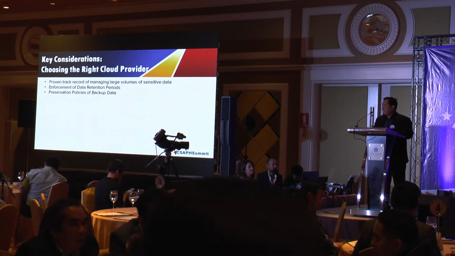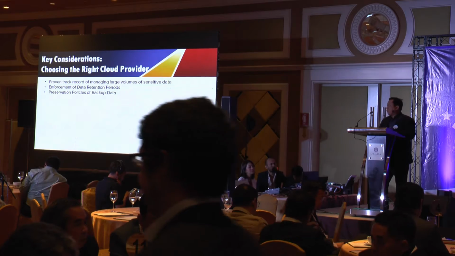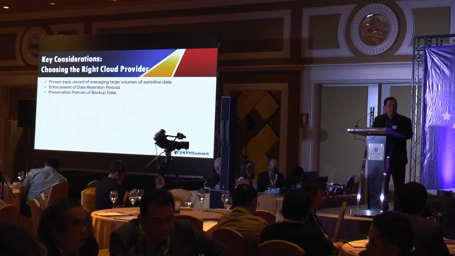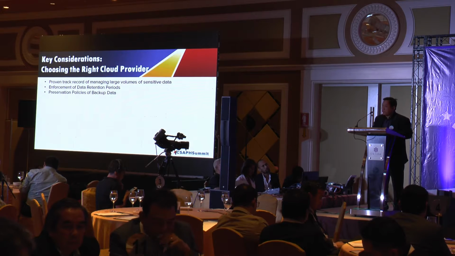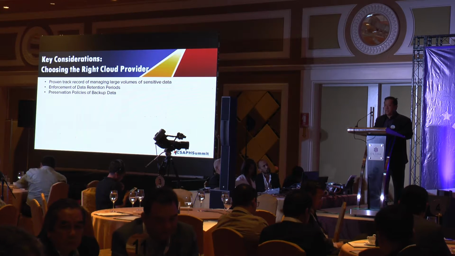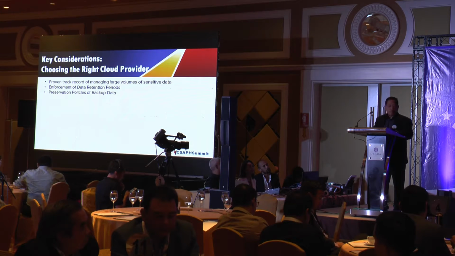Preservation policy of backup. Okay, we're talking about two kinds of backup here. One would be your online data backup, and the other one would be your business continuity type of backup, which means it has to be replicated in another data center. So it's an on-site and off-site backup capability of the partner.